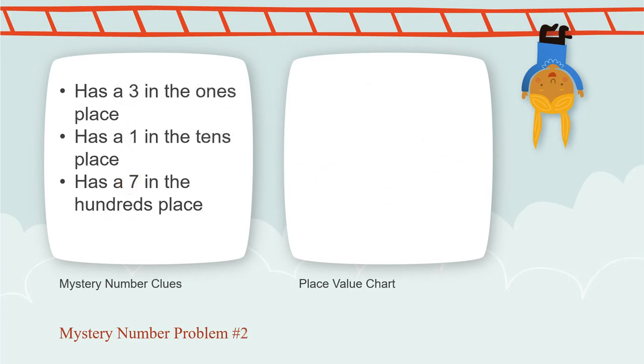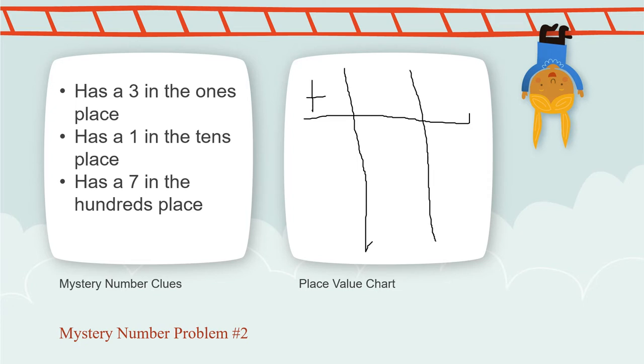Let's look at mystery problem number 2. Now remember, first step is to draw our place value chart. I need to write my hundreds, my tens, and my ones. Let's look at our clues. Our first clue says it has a 3 in the ones place. So I'm going to go to the ones place, which O stands for ones, and I'm going to write the number 3.